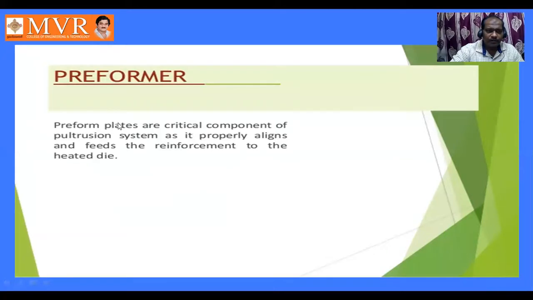Next, the preformer. Preform plates are a critical component of the pultrusion system as they properly align and feed the reinforcement to the hot die. That means as these fibers in contact with the resin are passed through the hot or heated die with the help of a preformer. In the preformer stage, the assessment of size, dimensions and quality is going to be done.